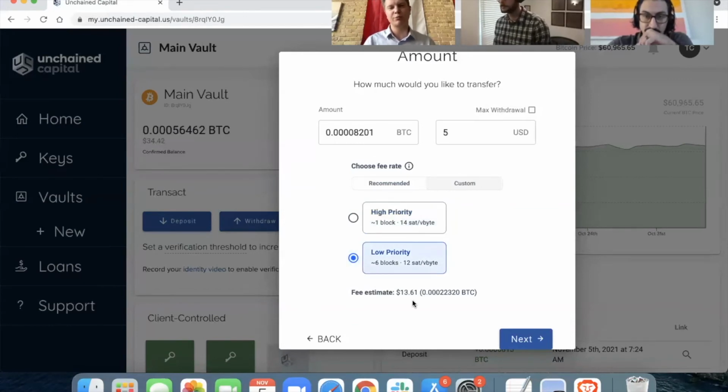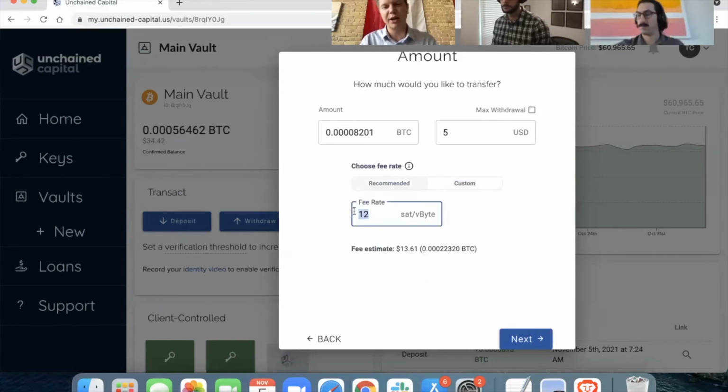Because urgency is not on the top of my mind as I'm thinking about this consolidation spend, what I might want to do is go over to the custom field and edit my fee down a little bit. Let's cut this 12 sats per byte in half to 6 sats per byte. Now, if you're doing a UTXO consolidation, your fees are going to be larger than expected. Right now, if I'm going to consolidate the UTXOs in this vault, I'm okay with paying this fee just to consolidate all of my UTXOs. So I'm going to select next here.